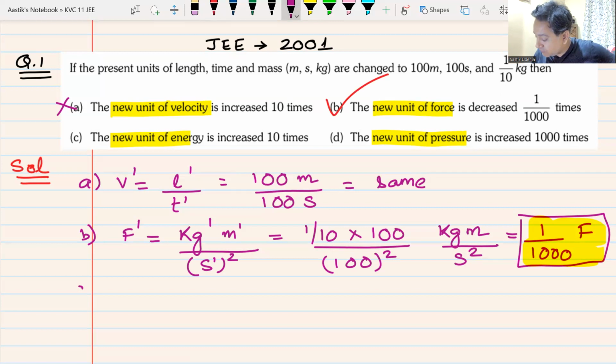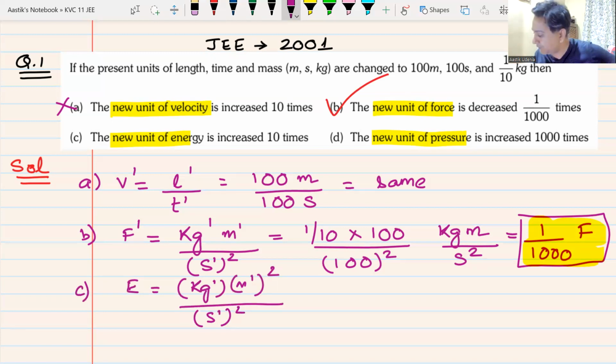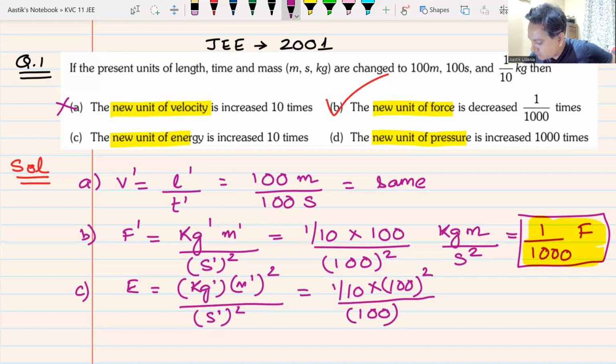Let me check the third option, C. Energy is kg dash, m dash square, whole square divided by second the whole square. I put the values. New kg dash is 1 by 10. New meter dash is 100, so squared, divided by new second is 100 squared. These two will cancel each other out. So I will have new energy E dash is 1 by 10 times of the original value.